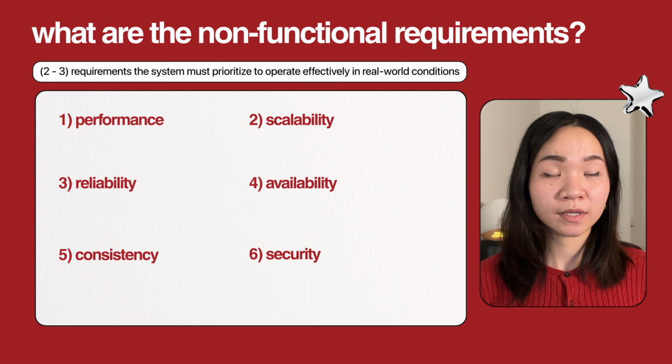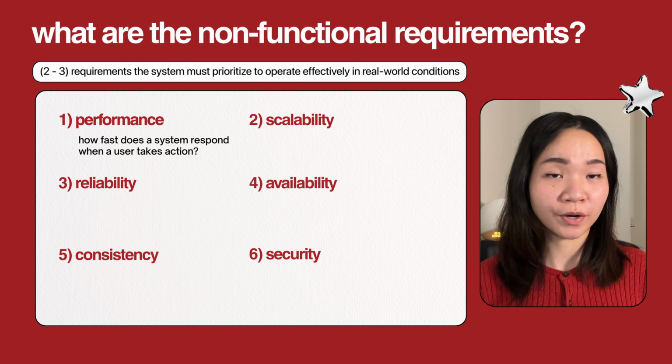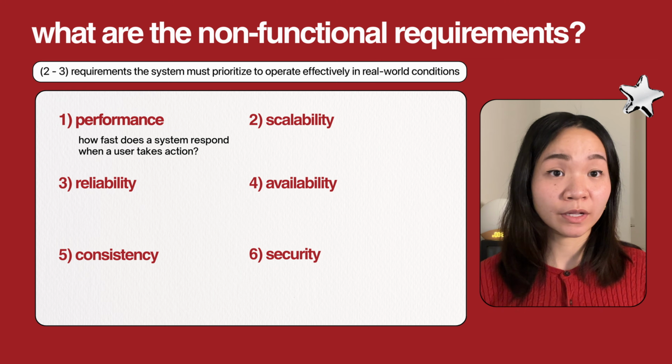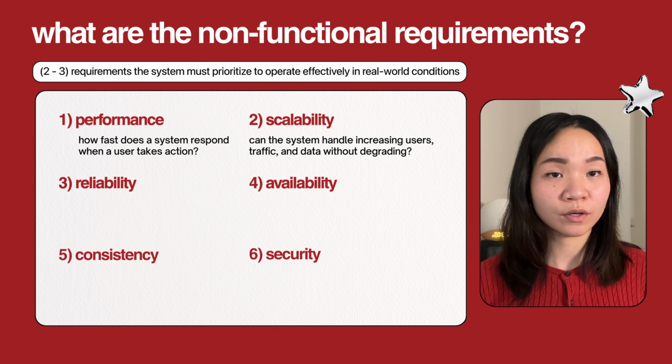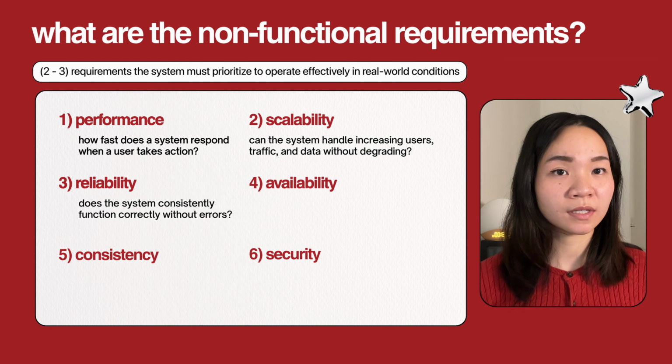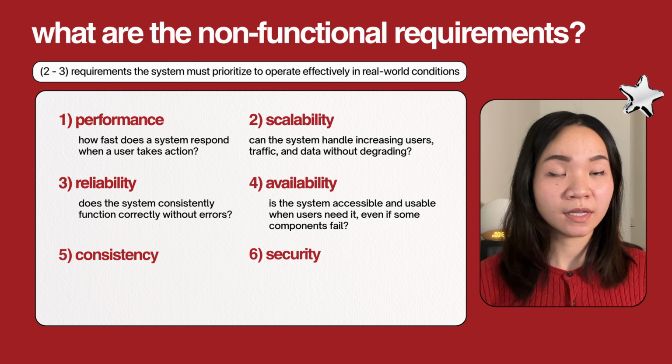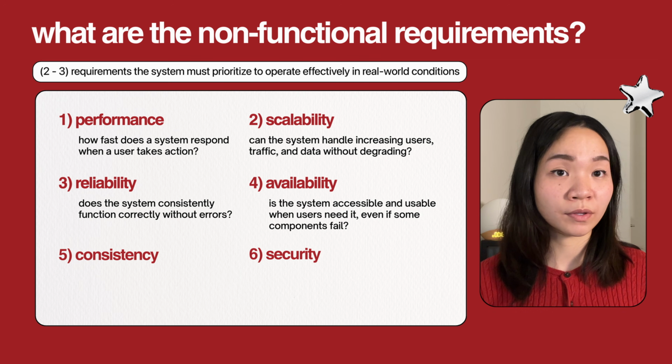First, for performance, how fast does the system respond when a user takes action? For scalability, can the system handle increasing users, traffic, and data without degrading? For reliability, does the system consistently function correctly without errors? For availability, is the system accessible and usable when users need it, even if some components fail?